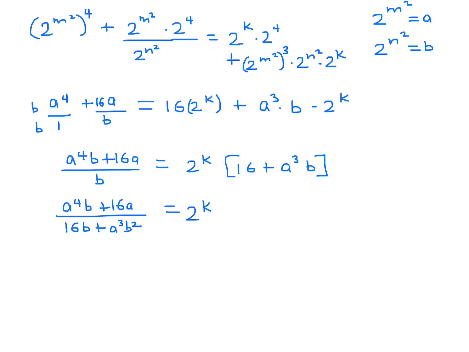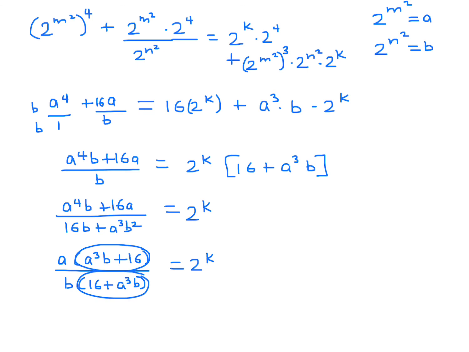Okay, great. So far, it looks pretty good. And factor out an a from the top, and that gives me a times a to the power of 3 times b plus 16. Factor out a b from the bottom, and I get b times 16 plus a to the power of 3 times b. And look at that. This is the same as this.